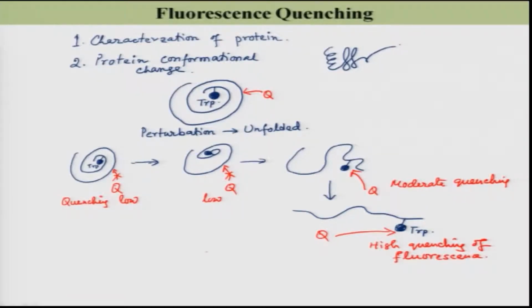Now, consider that you are giving this perturbation, which could be anything. This perturbation could be a raise in temperature, or the addition of some foreign agents like guanidine hydrochloride or urea. These are well known chemical denaturants which actually unfold the protein.